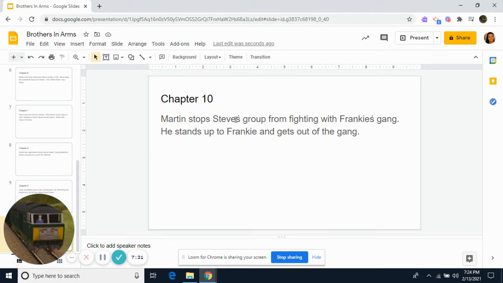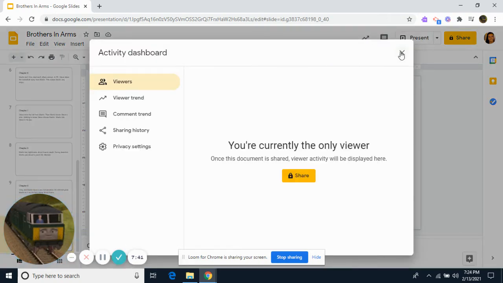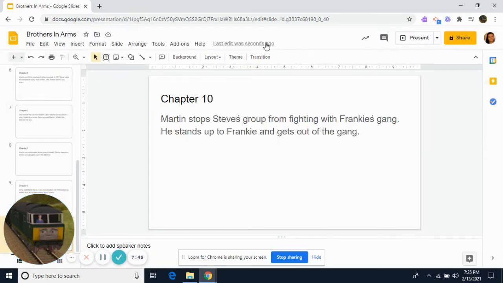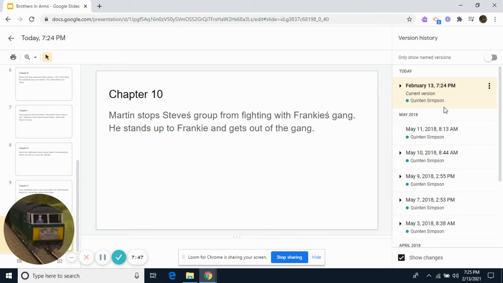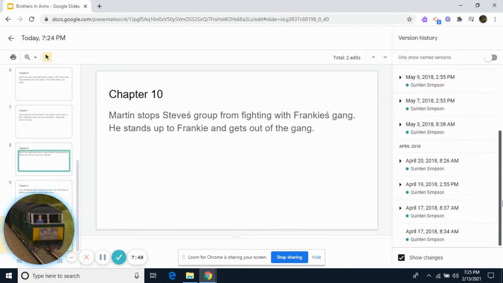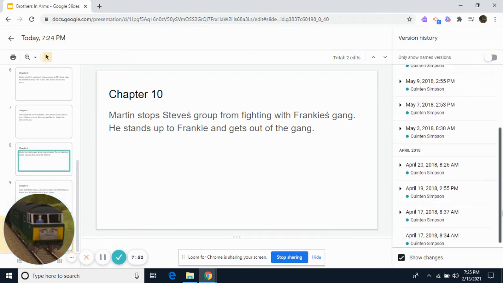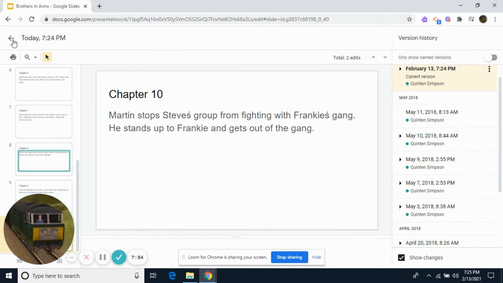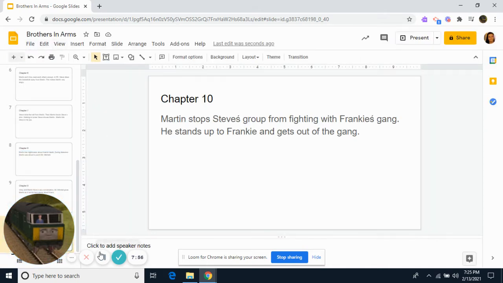Some of my ratings are good, but some of my typing is not that good. This will tell me how much I finished. I finished it from April 17th to May 11th. So that's all I did from that.